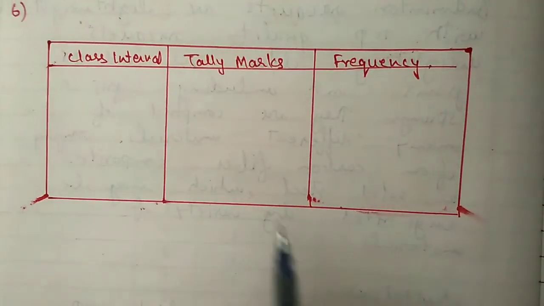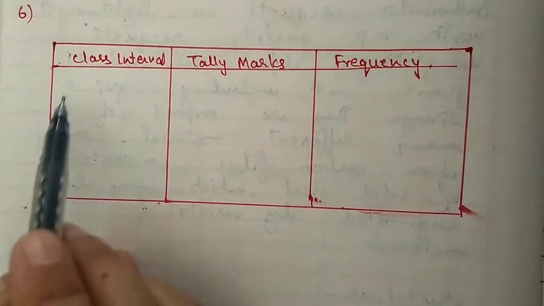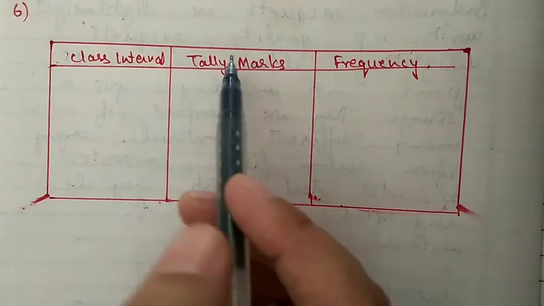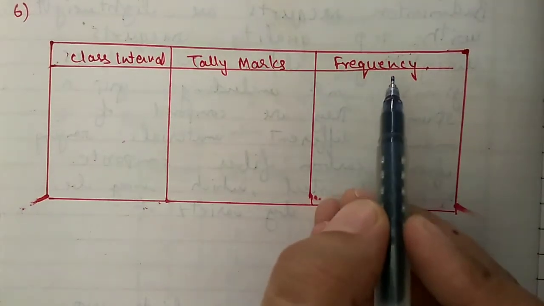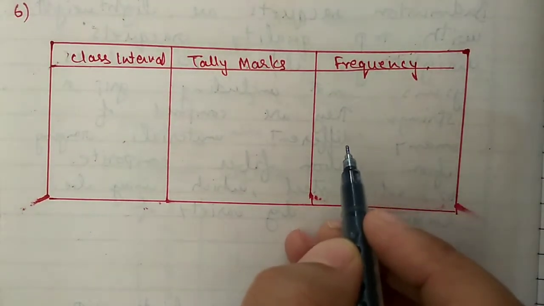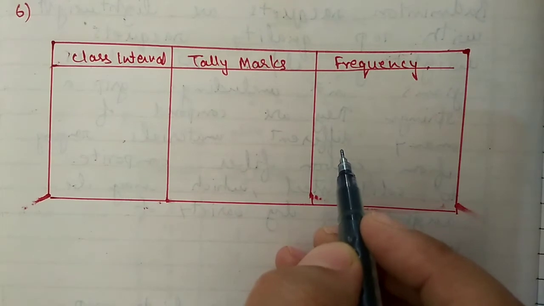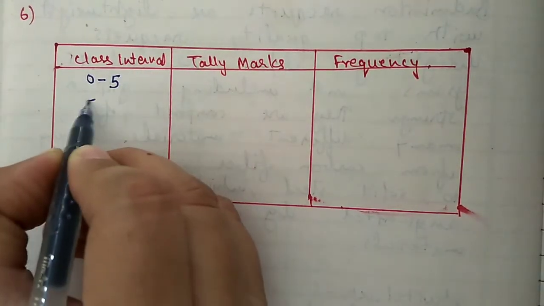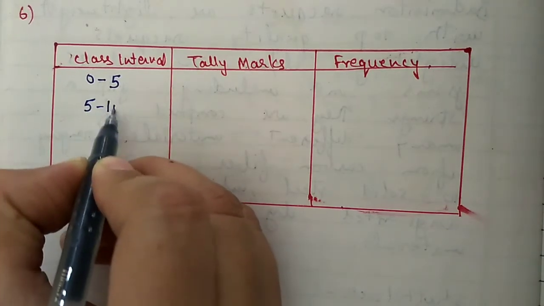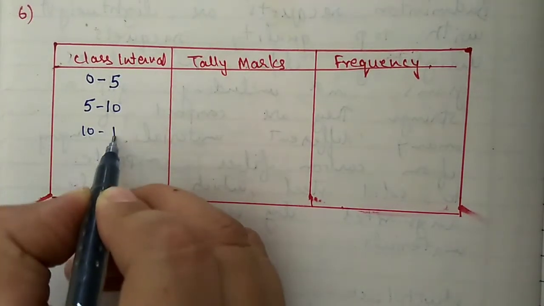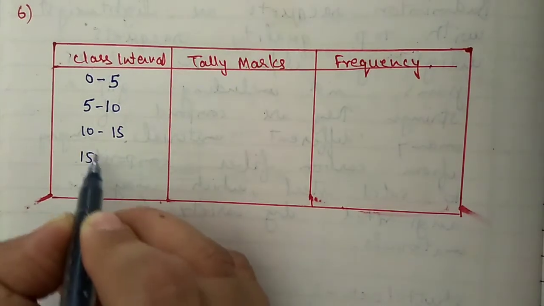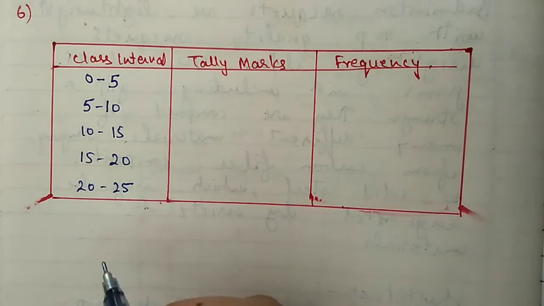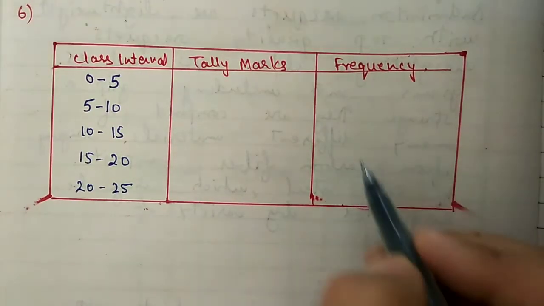To make the table, first of all you have to draw like this. You have to make 3 columns. First column class interval, then tally marking, and the frequency. Now according to the question, we have to divide into class intervals of 0 to 5. So 0 to 5 is the first interval, second one 5 to 10, then 10 to 15, 15 to 20, and then 20 to 25. Then first we will check the frequency.